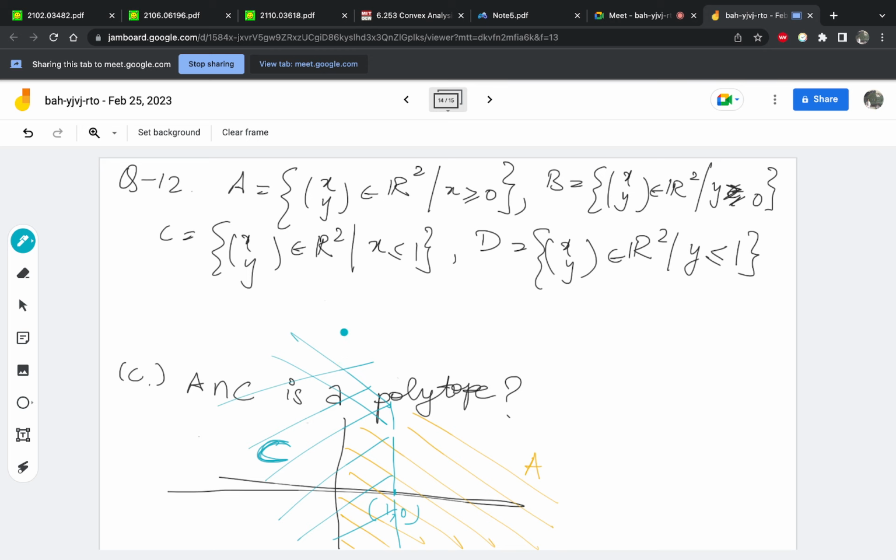Correct. Wait, is it a polytope or not? No, it's not a polytope, right? It's vertically unbounded, right? Yeah, exactly. It's not a polytope because, like you said, it's unbounded. This slice keeps getting extended to minus and plus infinity.